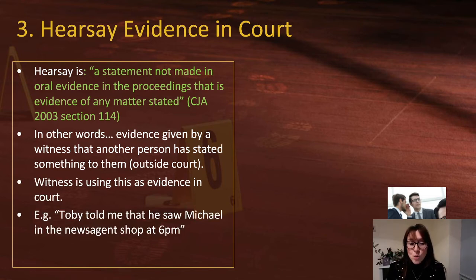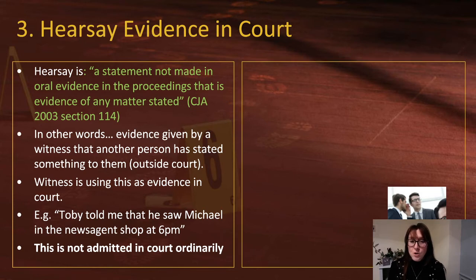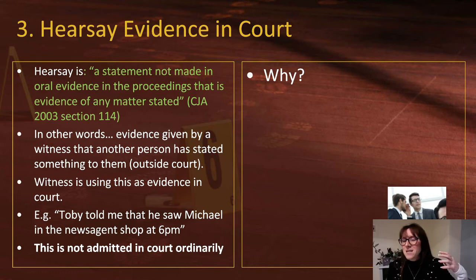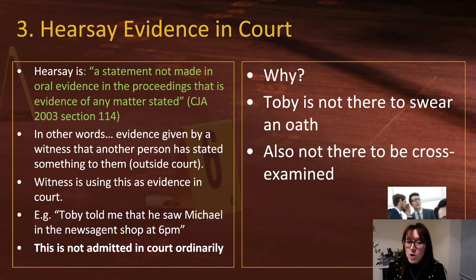So for example, Toby told me that he saw Michael in the newsagent shop at 6 p.m. This is not admitted in court ordinarily. Why? Again, I got my students to discuss why, because hearsay is like Chinese whispers, things change, they didn't see it directly. How do they know that the information that was given to them was accurate? Also, Toby is not there to swear an oath, and not there to be cross-examined.